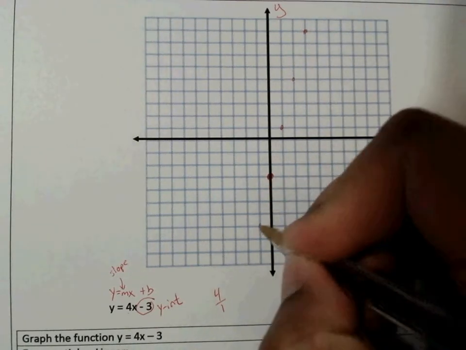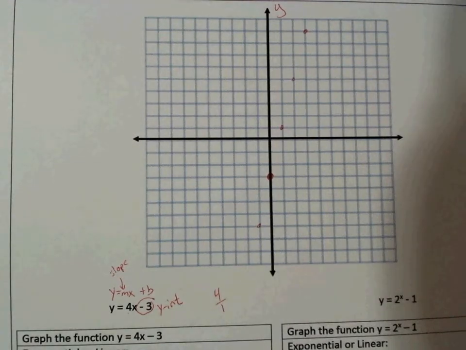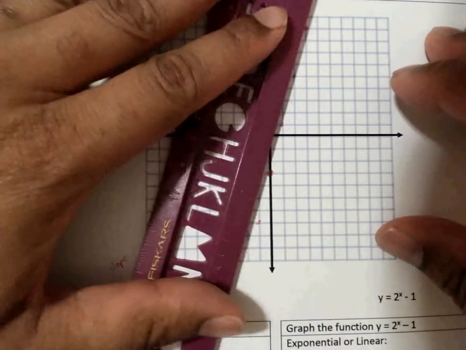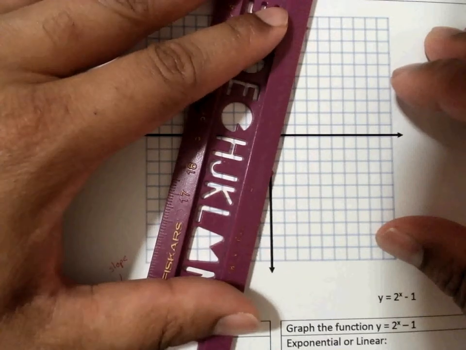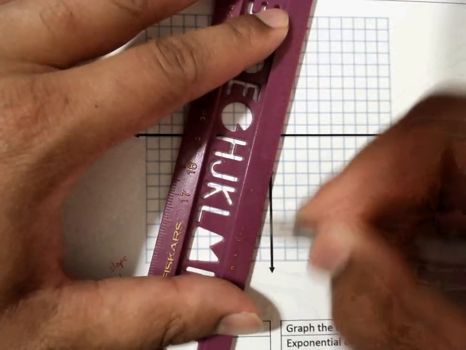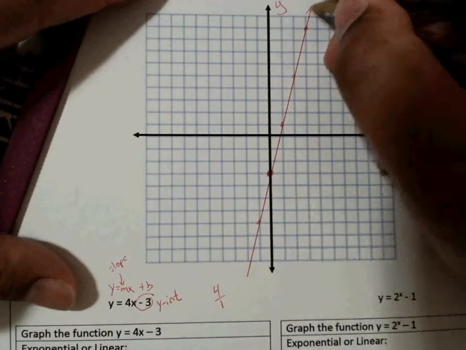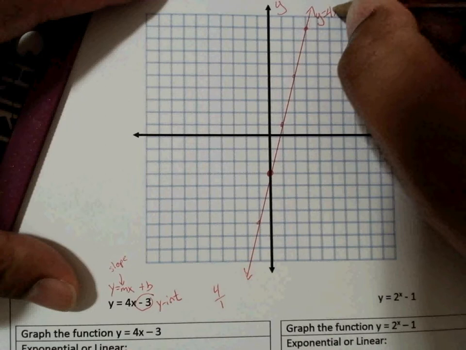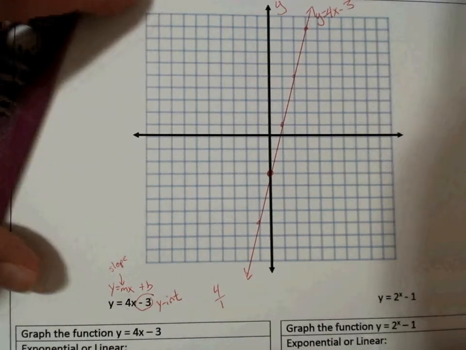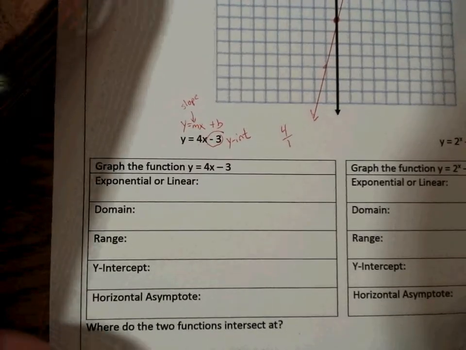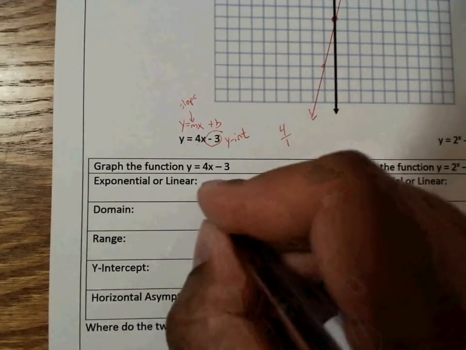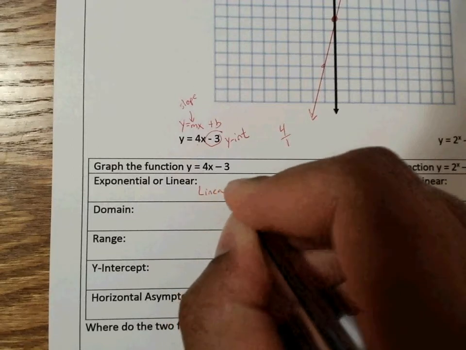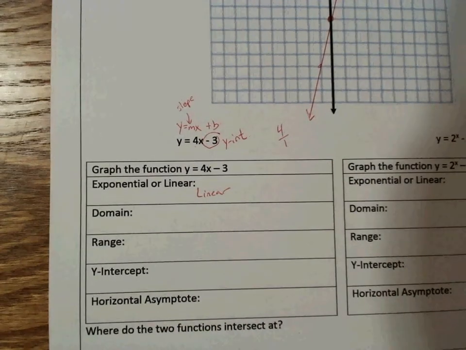go the reverse. I'm going to take my ruler and go ahead and draw my line through it. I'm going to go ahead and label it y equals 4x minus 3. Let's go ahead and answer the questions below about it. From this we can tell that it is a linear function. I'm going to give you a minute to think about the rest real quick before we continue.